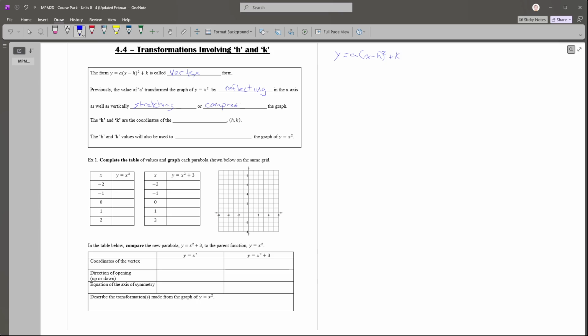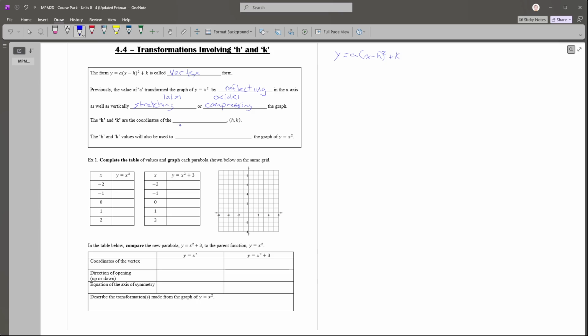Now, how do we know which is which? Well, we learned about absolute value, and we learned that if the absolute value of a is greater than 1, then it is stretched. If the absolute value of a is between 0 and 1, so if 0 is less than the absolute value of a, and the absolute value of a is less than 1, then it was compressed.